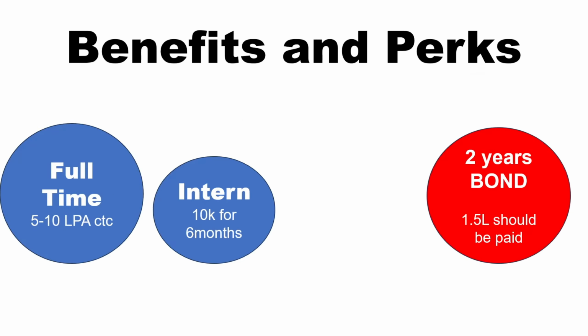Starting with the benefits and perks, as usual in Code Club we don't cover this part because it's variable, but this time we are covering it. For full-time payment, you will get a package of 5 to 10 LPA CTC. Followed by the internship, for the first 6 months you will work as an intern in the company, with a stipend of 10K for each month.